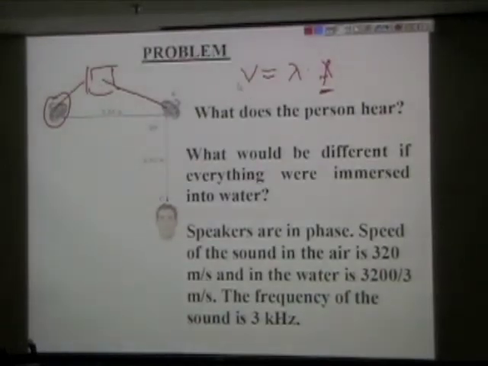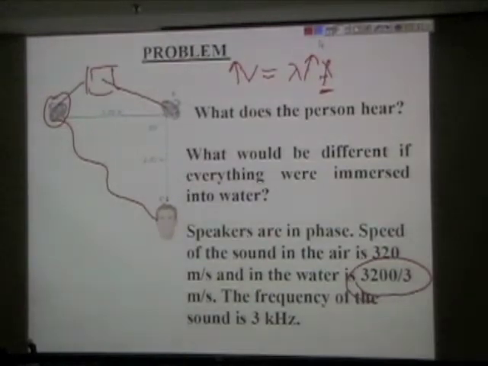But if the speed of the wave goes up, and in water, speed of the sound is higher, that means the wavelength also goes up. And you can calculate the new wavelength and apply conditions for minima and maxima and figure out what's going to be happening. I think, if I remember correctly, it should be a minimum now.